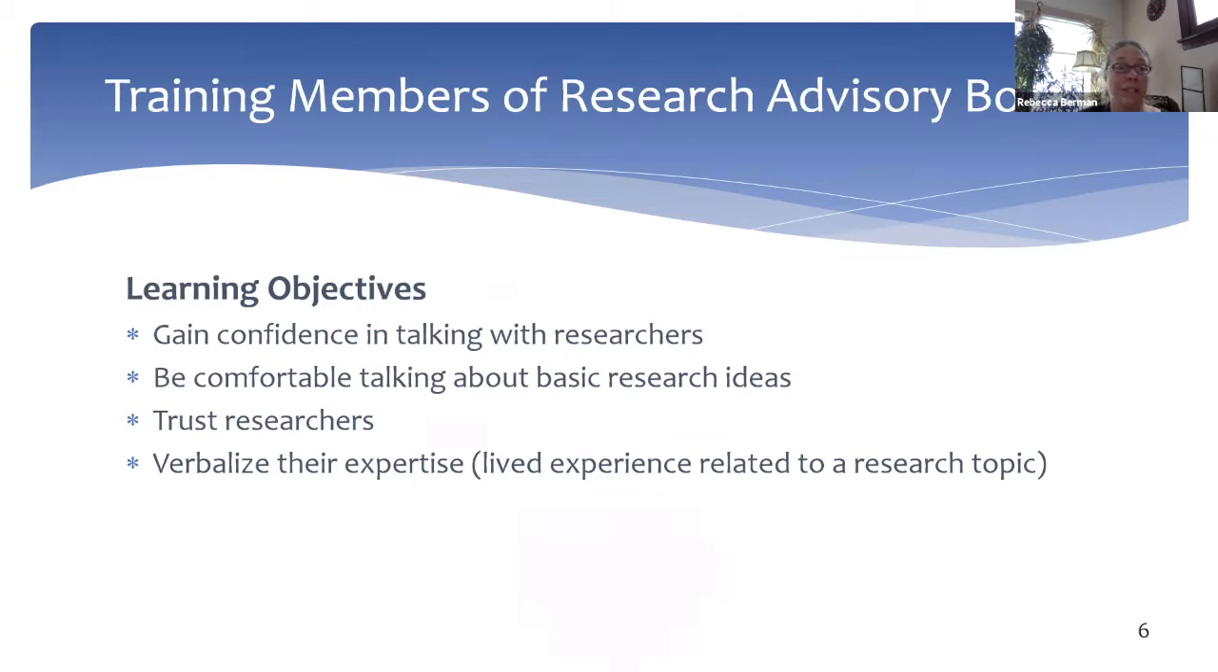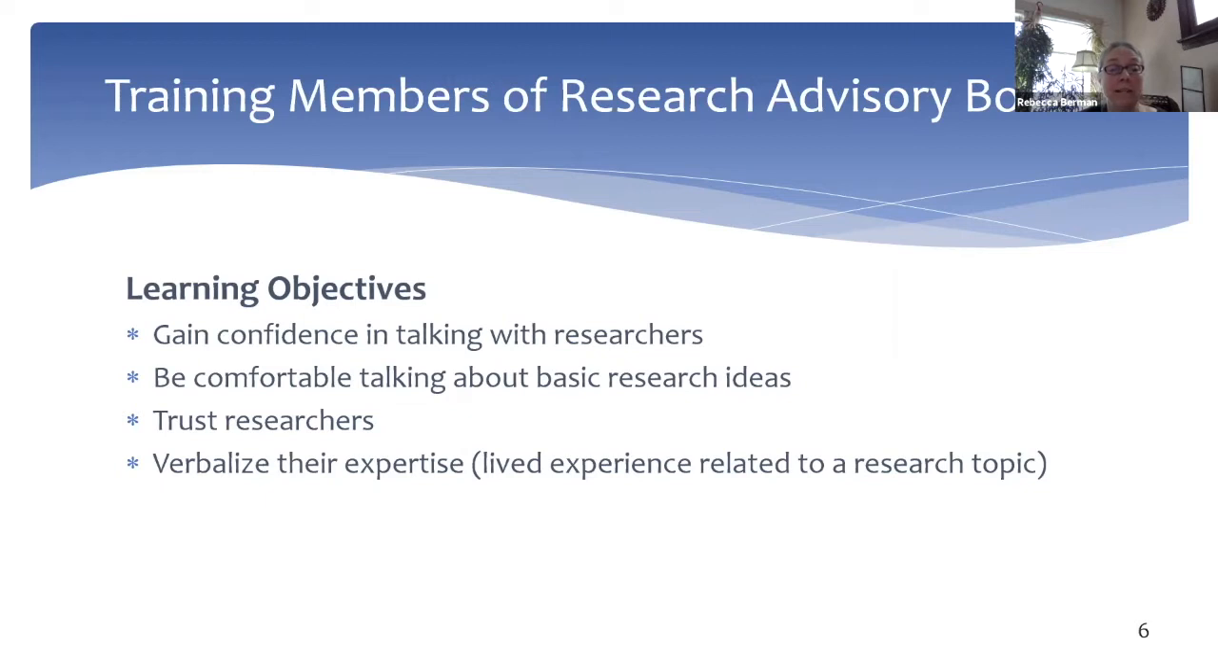Training members is all about building confidence. That's like the most important thing to start with. More so than even having a full understanding of research concepts, the goal is to really empower them to see themselves as being able to talk to researchers and to see their knowledge as worth sharing.